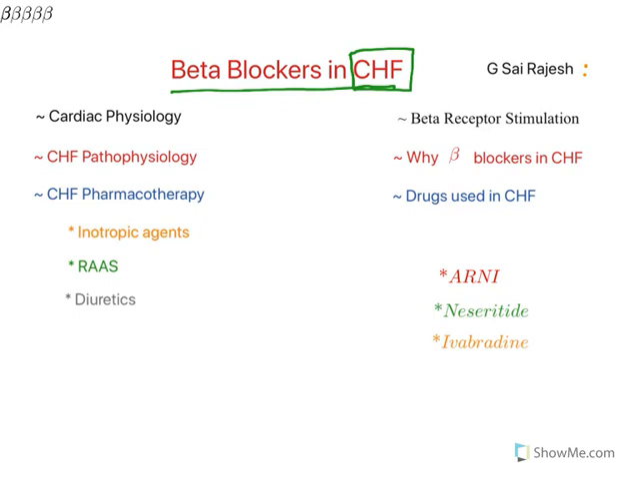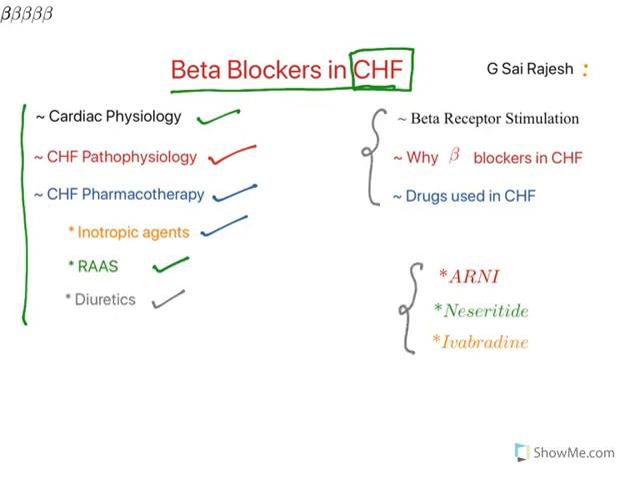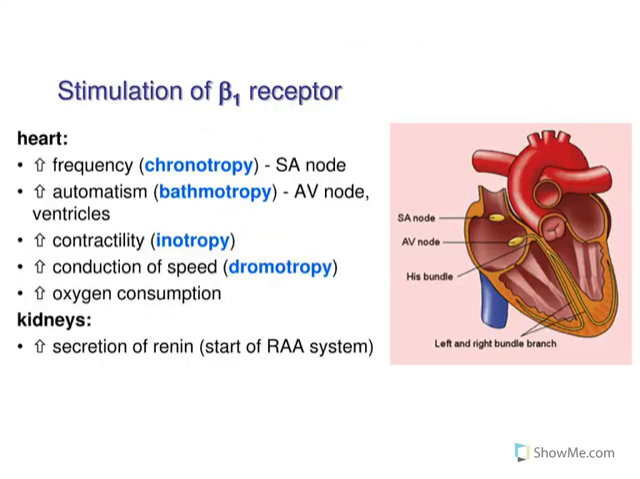Now, in this series on congestive heart failure, in the first video I explained cardiac physiology. And then I explained congestive heart failure pathophysiology. Then I explained congestive heart failure pharmacotherapy, which also includes inotropic agents. I have devoted a complete video to the renin, angiotensin, aldosterone system, and then one more video to diuretics. Now in this video I will explain beta blockers and then some other drugs which are used to treat congestive heart failure. Let us begin.